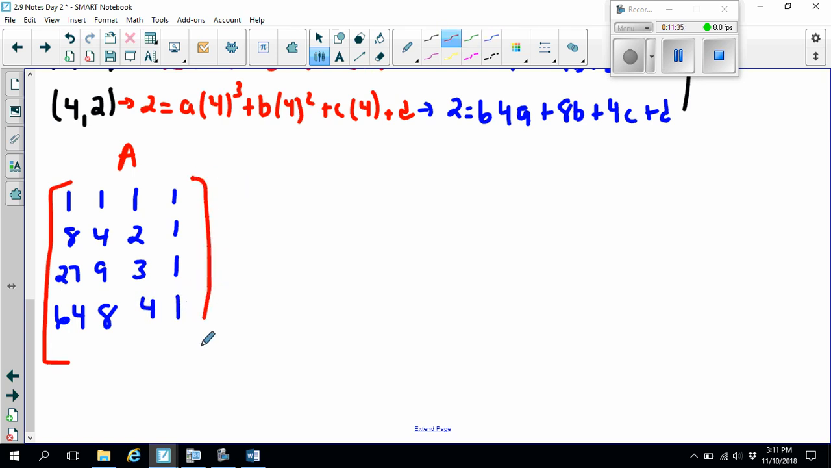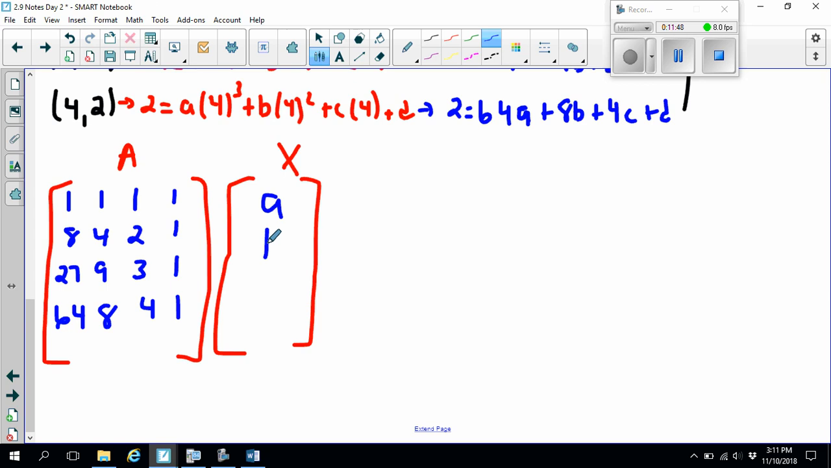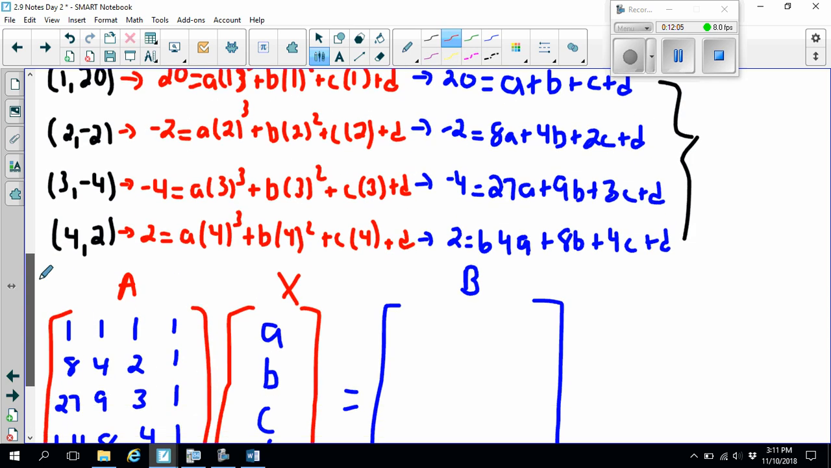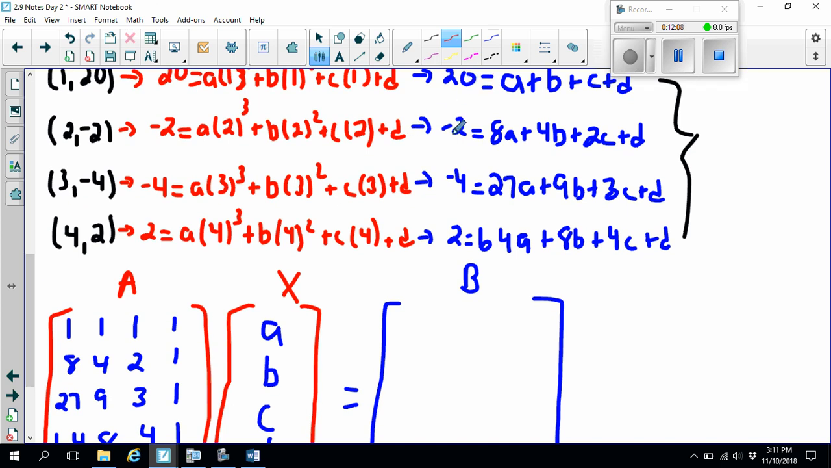Now we multiply that by our variable matrix, which is our X matrix. The variables we're trying to find are a, b, c, and d. Then we set that equal to our B matrix, which consists of the constants. The constants we had from the beginning, starting from the very first, are 20, -2, -4, and 2.